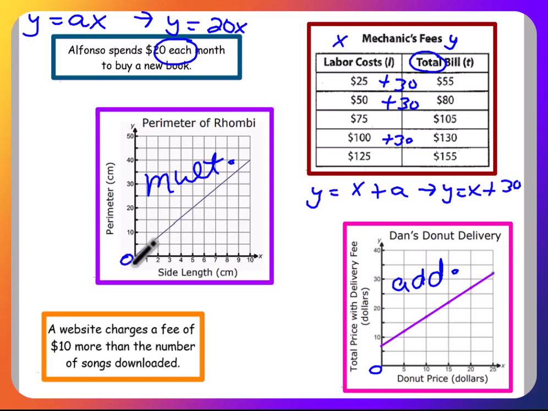And one more. A website charges a fee of $10 more than the number of songs downloaded. Okay, so let's check it out. Clue words. What tells you to add or to multiply? Well, it says $10 more, so that would mean you would do what? You would add. So we're going to use the y equals x plus a. The variable y and x stays the same, and you replace the a with the number that you're adding, which is 10. So the equation would be y equals x plus 10.